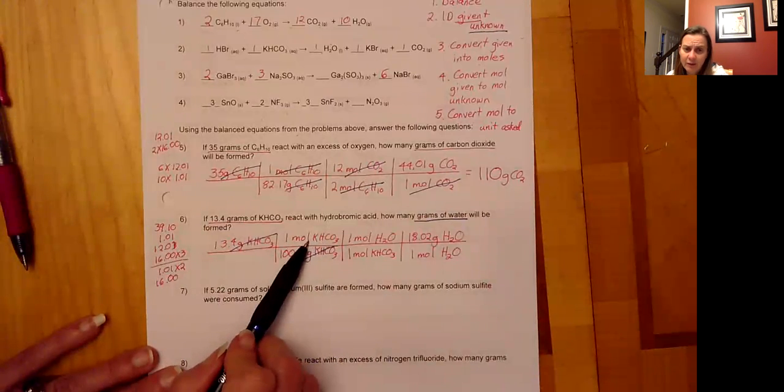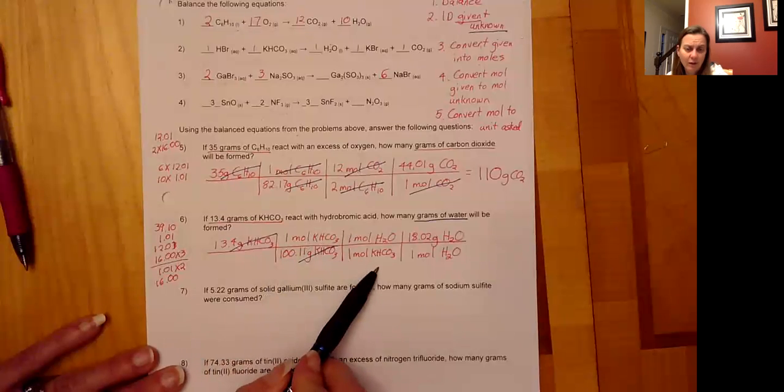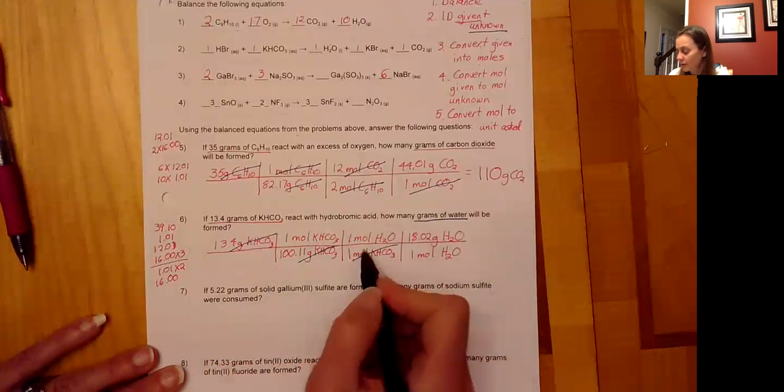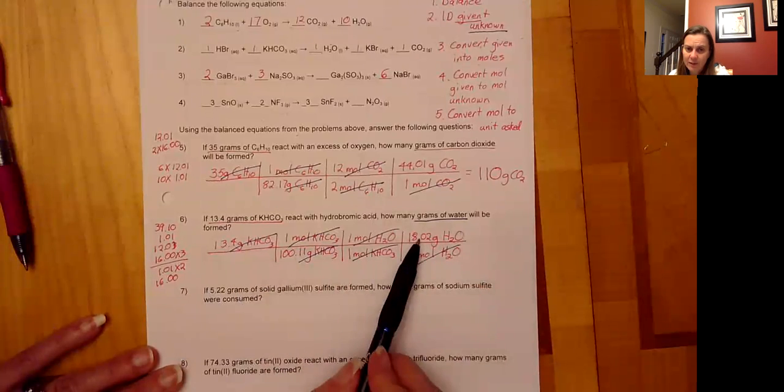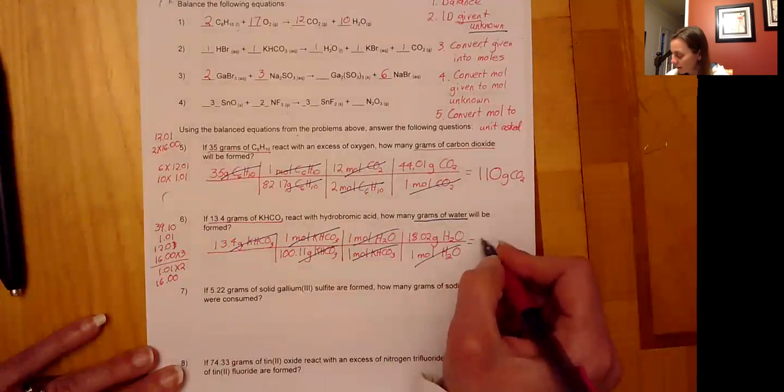And now I'm just going to double check that I have all of my conversion factors in the right places. So I have mole of potassium hydrogen carbonate on the top, mole of potassium hydrogen carbonate on the bottom. So that cancels out. Mole of water on the top, mole of water on the bottom. So that cancels out. And now I have 13.4 times 18.02 divided by 100.11. And that's going to give me 3 significant figures, 2.41 grams of water.